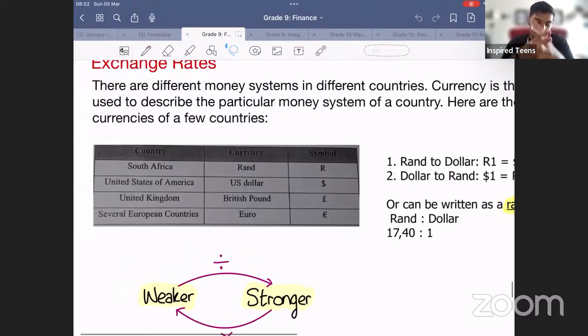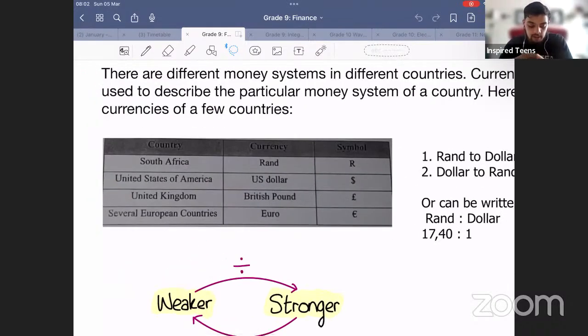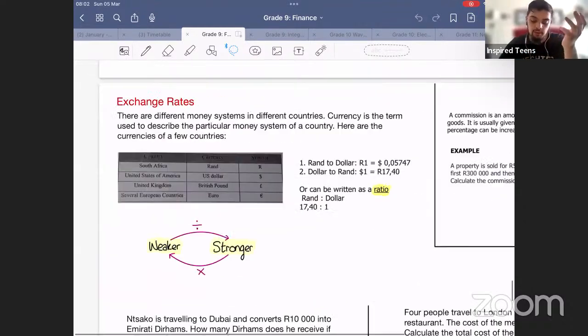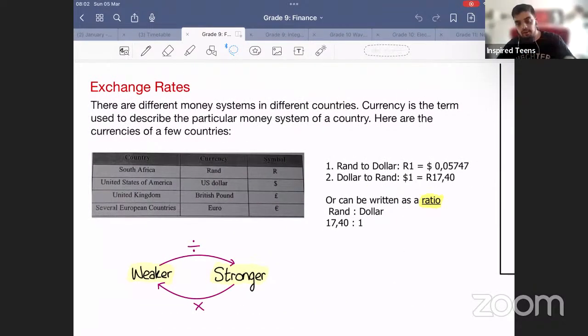So we have South Africa, rand; United States of America, US dollar; United Kingdom, British pound. Several European countries use the euro. So we all know what different currencies are. When you're traveling overseas, or purchasing something from overseas, you have to convert to their currency in order to purchase something, and the currencies are not all a 1-to-1 ratio. Some currencies are stronger than others.